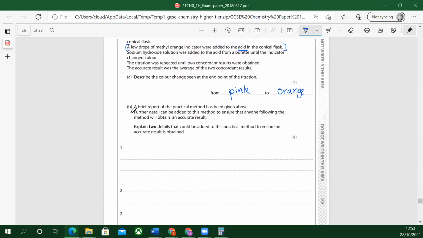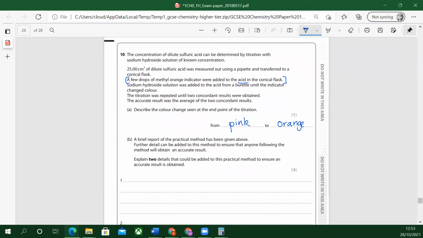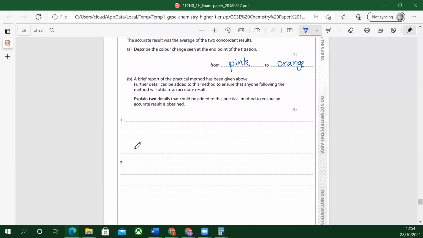A brief report of the practical method has been given above. Further detail can be added to this method to ensure that anyone following the method will get an accurate result. Explain two details that could be added to this practical method to ensure an accurate result is obtained. There are a few different things we can do here. So read the volumes from the meniscus, to obtain accurate volume.